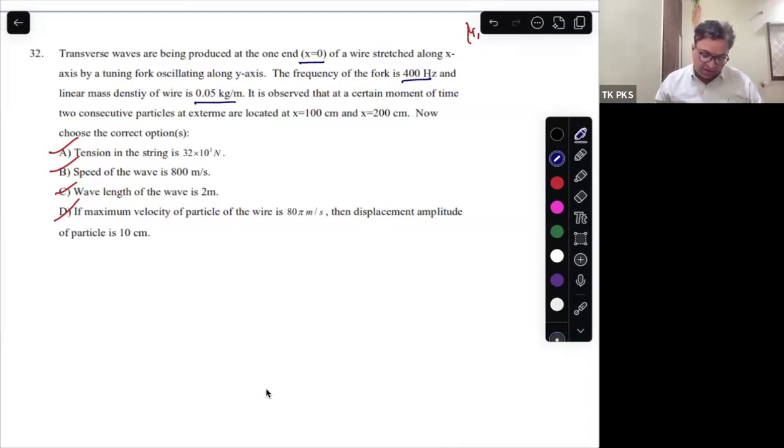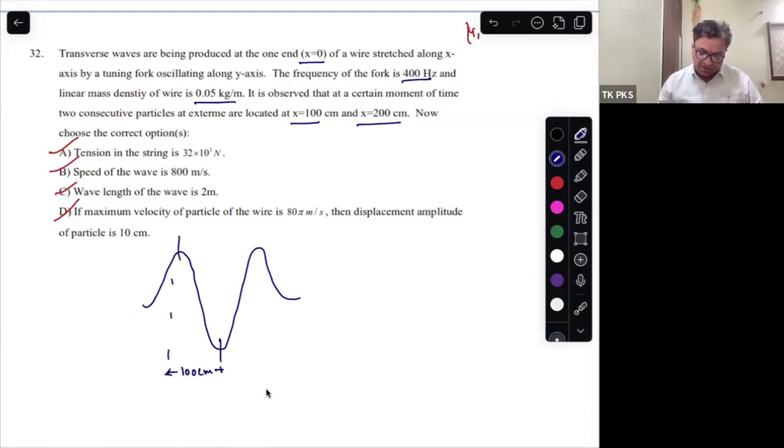It is observed that at a certain moment of time, 2 consecutive particles at extremes are located at x is equal to 100 and x is equal to 200 centimeters. Right. See, what does this mean? 2 consecutive particles located at extremes. People may misunderstand this. He is speaking about the distance between these 2 points, which is 100 centimeter. So therefore, you have wavelength, which is 2 times 100 centimeters, 2 meters.